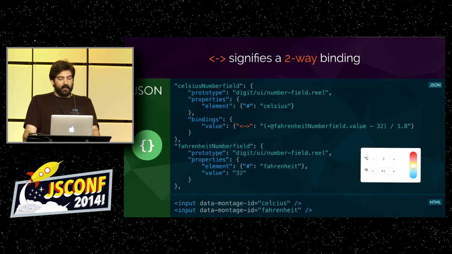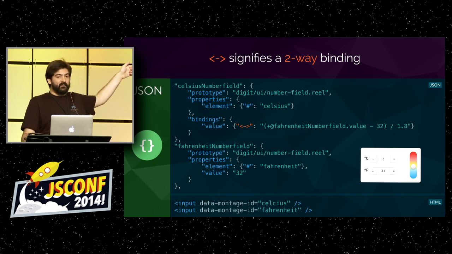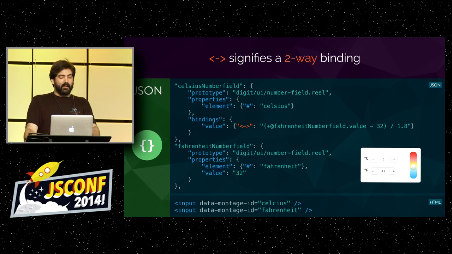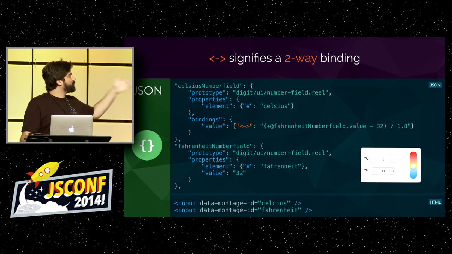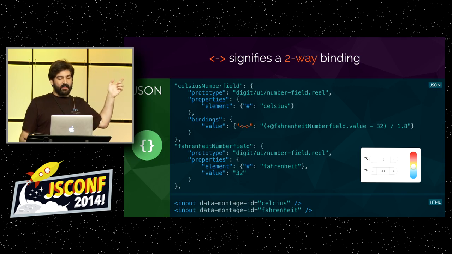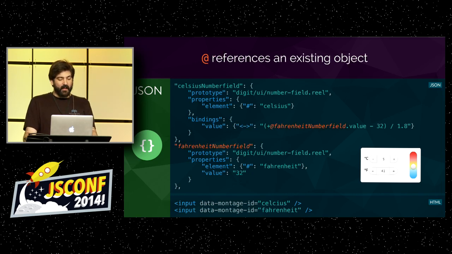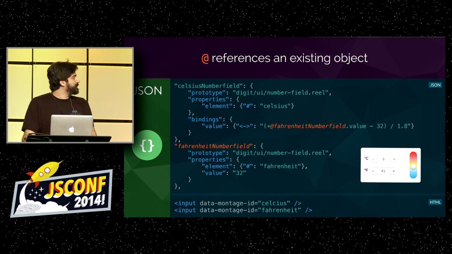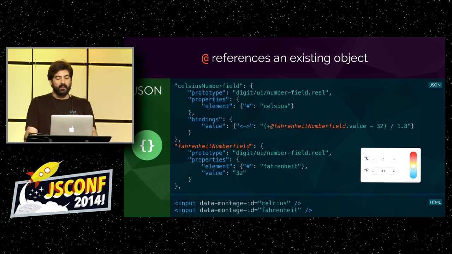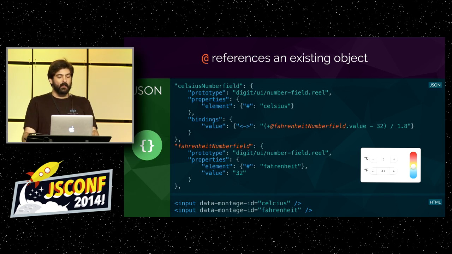So in our component declaration, we have a binding section for each object, and when we use that double arrow, that signifies a two-way binding. So what we've done here is we've taken the Fahrenheit number field and we've bound it to the Celsius number field. And if you look at the binding expression, you can see we're doing a little bit of basic math in there to do the conversion between the two temperature formats.